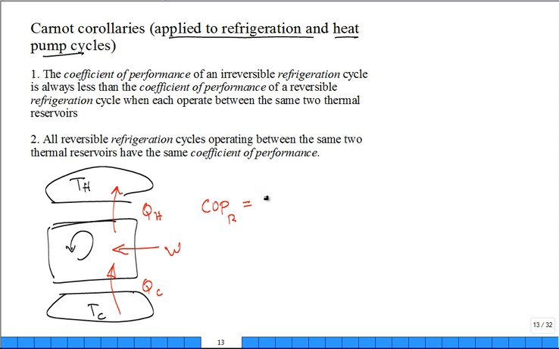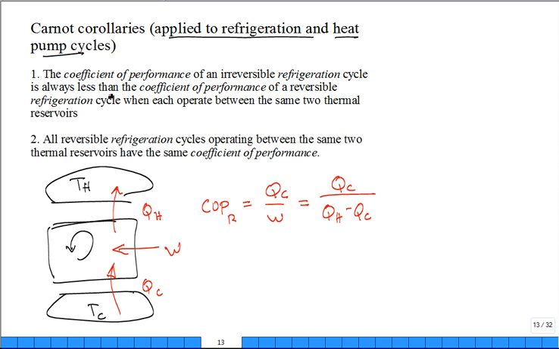It was what I desire over what I had to pay for. Make sense? And if I wanted to, I could replace by a first law. The first law says that W plus QC is equal to QH. So QH minus QC is W. So I could rewrite that coefficient of performance only in terms of Q's.